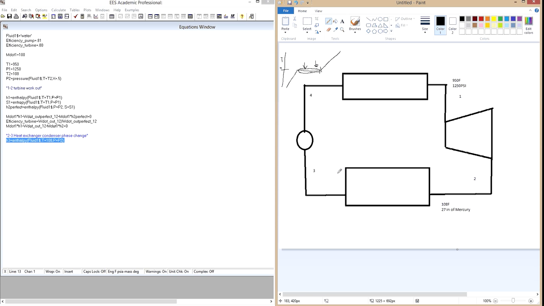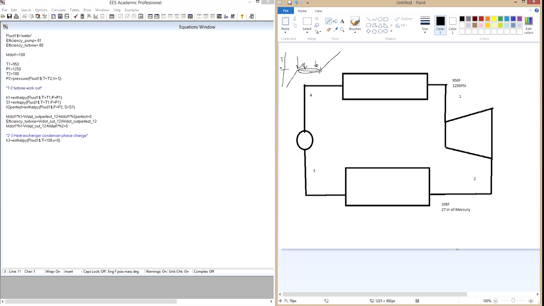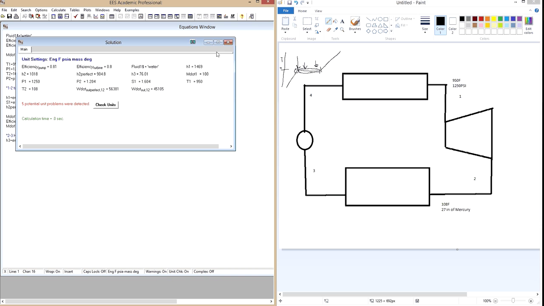However, you know that you need to send liquid to pumps. So instead of P equals P2, I'm going to tell it X equals 0, which tells EES over here on this TV diagram that I'm right here. I'm liquid, 108 degrees Fahrenheit, all around the left side. Now H3 will be solved for, which is 76.